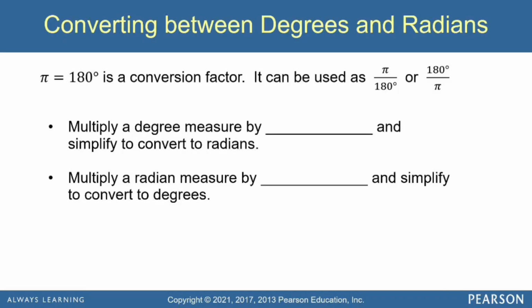If you have a degree measure and you're trying to convert into radians, then you're going to use it as pi over 180 degrees. On the other hand, if you have a radian measure and you're trying to convert into degrees, you're going to use it as 180 degrees over pi. The way I remember this is whatever unit I'm trying to convert into, that's what I need in the top. And you'll see why in just a second.